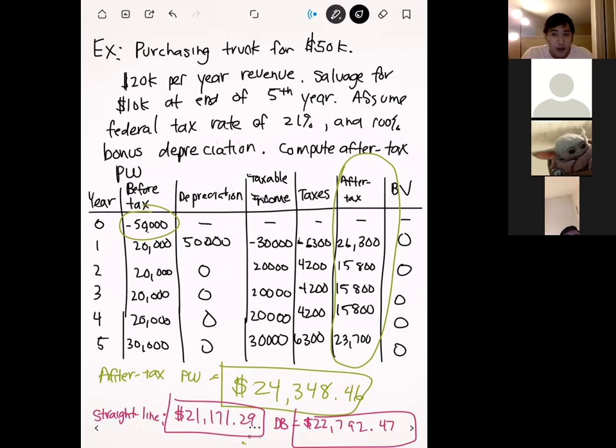Question: am I going to go over macros? Yes, that's going to be the very next one. Macros is the fourth and final depreciation scheme. We're going to do that immediately after this. Any questions on bonus depreciation before we move on to macros?